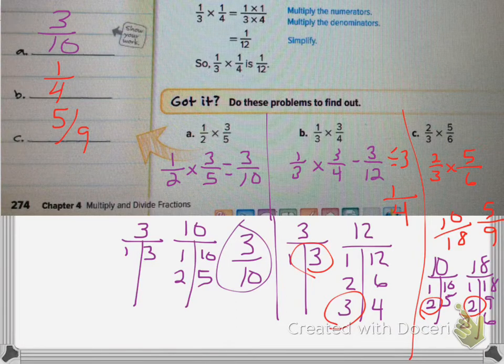Letter B, I got 1/4. Okay, it was 3/12. When I worked out my factor t's, I saw that they both had the number 3 in common. So then if I divide each of them by 3, I end up with 1/4. Letter C, I got 5/9. Okay, I started out with 10 over 18, but when I worked out the factor t's, I noticed that they had 2 in common. Okay, so I divided each of them by 2, and I ended up with 5/9.